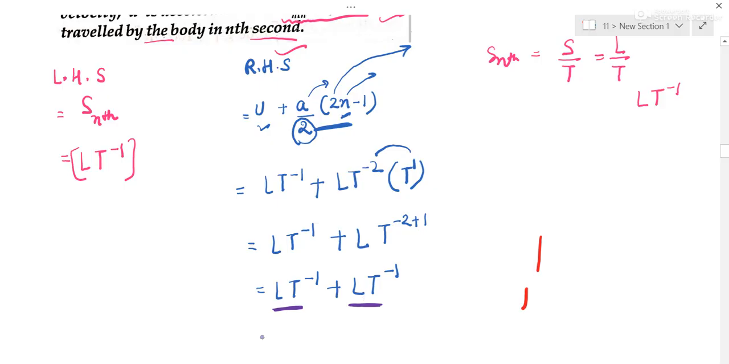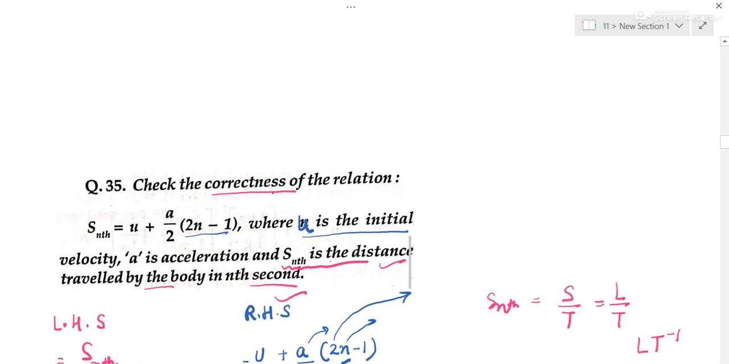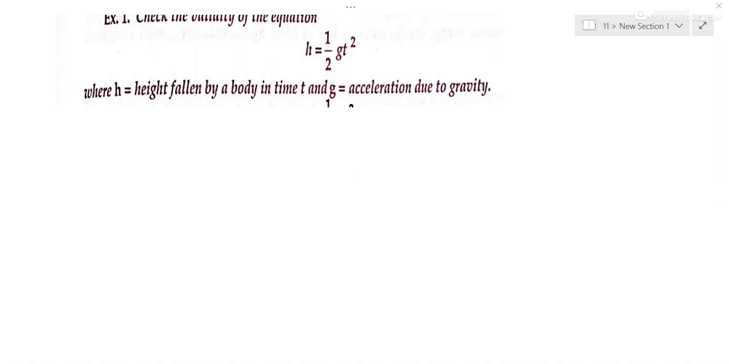Same plus same is same. So you can see this is equal to this. This is also correct. Let us see this. Pick up left hand side. This is H. H is height. Height is distance. Now right hand side.